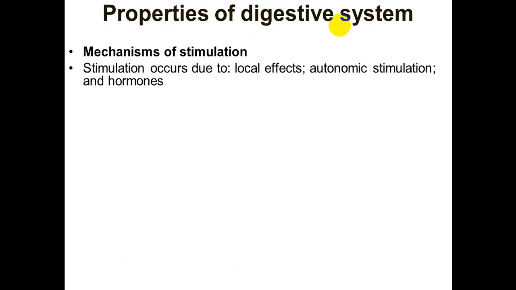Several different types of glands are found in the GIT. Number 1, mechanism of stimulation. Stimulation is due to local effects, autonomic stimulation, and hormones.